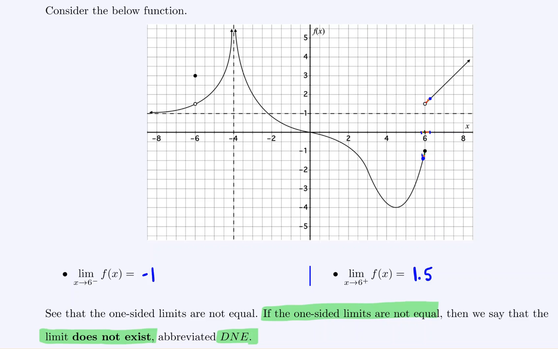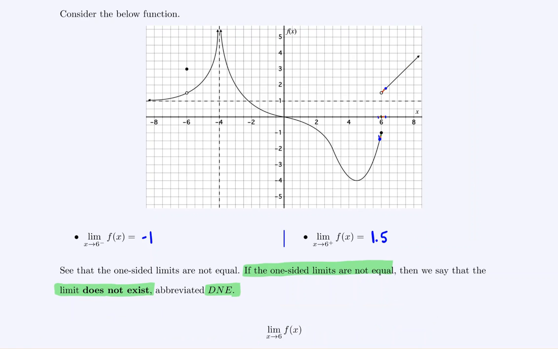So the way we would see that written is that the limit as x approaches 6, notice there's no superscript, so that's implied to be from both directions. This limit does not reach an agreement in behavior. From one side it's going to -1, from the other side it's going to 1.5. Since they don't agree, then the overall limit does not exist.